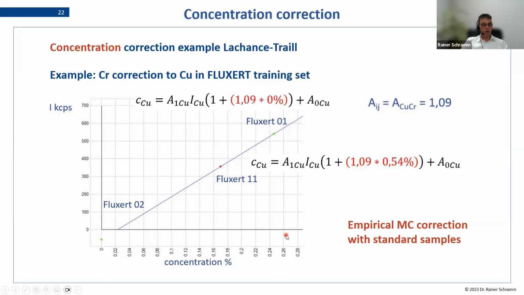And the same we have for this FLUXANA 2, where also no chromium is present. So this is how an empiric matrix correction is working in the routine. That means with a standard, you establish your matrix correction factor from one element to the other. And then in the real world, the concentration which is found in your sample is used together with this factor to correct the intensity so that the points are going back to the line.